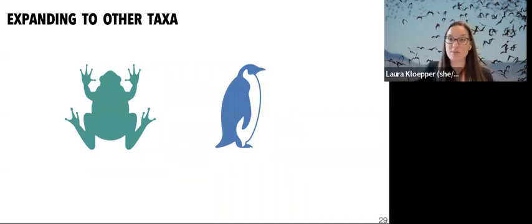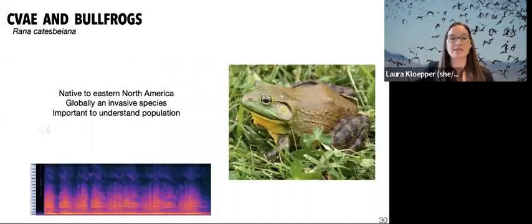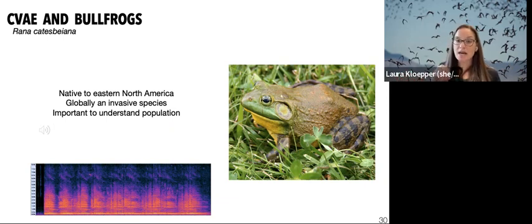Okay, so frogs. I'm going to be talking about frogs and penguins, specifically with frogs, the American bullfrog. The American bullfrog is native to Eastern North America, and it's pretty ubiquitous in aquatic environments. Unfortunately, globally, it's considered an invasive species, and when it's introduced into habitats, it can outcompete the native amphibians. So trying to understand where these frogs are and their populations is really important for native species conservation and for general management of ecosystems.